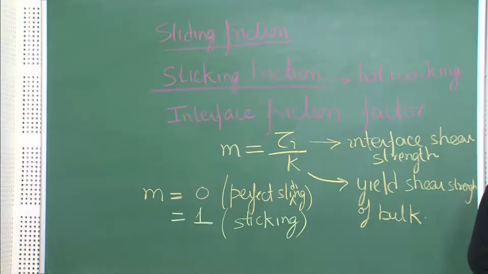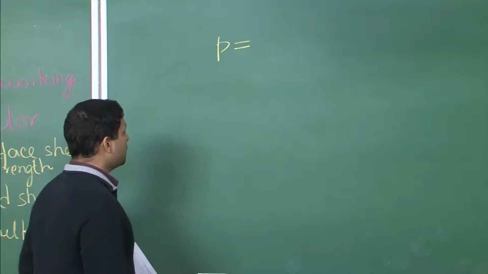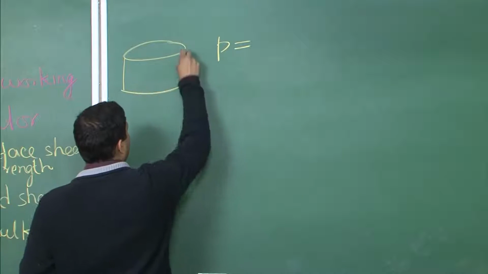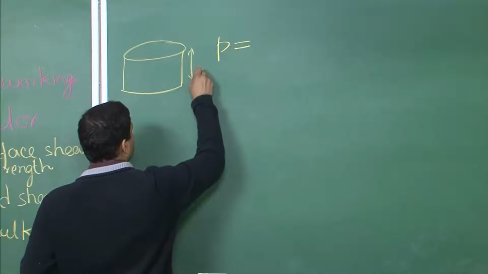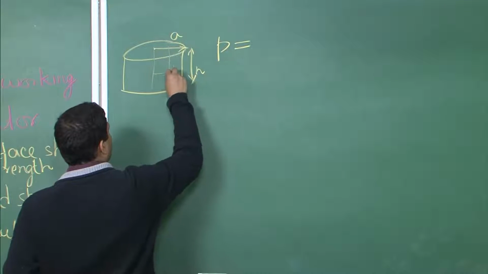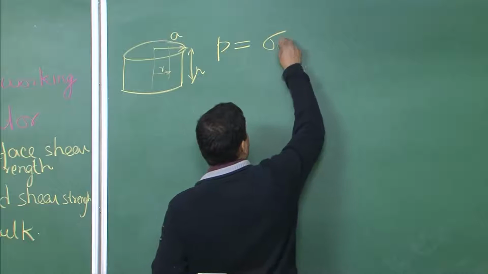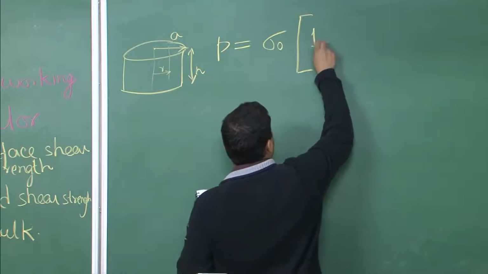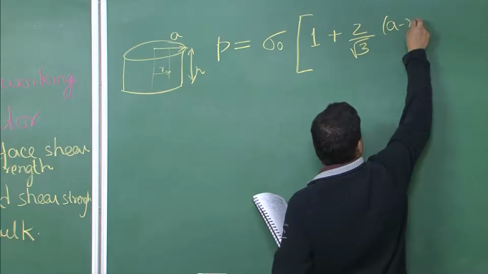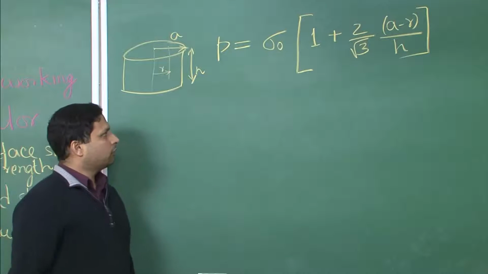And if you do a similar analysis, which we did not describe, to describe the pressure variation across a disk of height h and radius a, and let us say we are talking about some radius r inside this, then the pressure is given by sigma naught. Now, what do you notice?